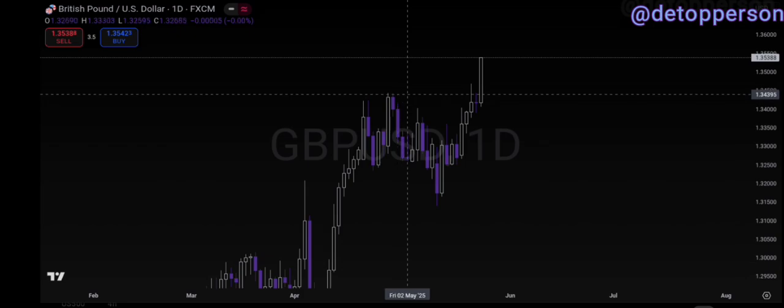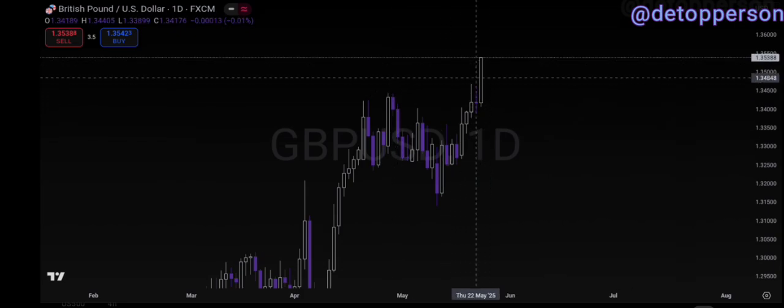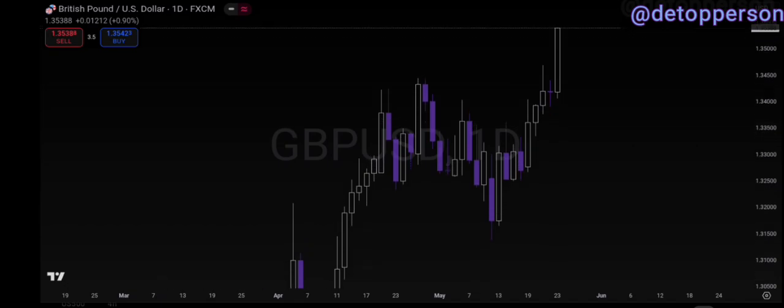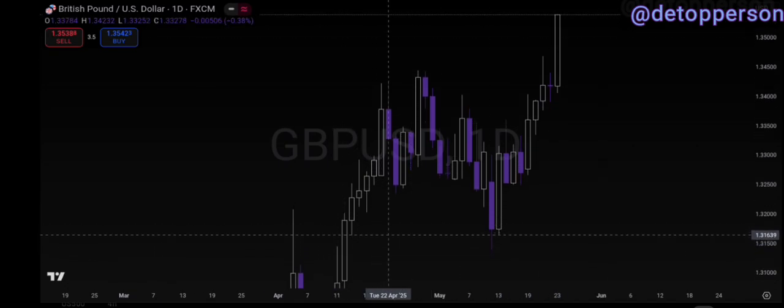Okay, so this high right here got broken, indicating that price is about to go all the way higher. Look how clean it was. And on the daily, we have what? This fair value gap right here. Okay, we have this fair value gap right here.